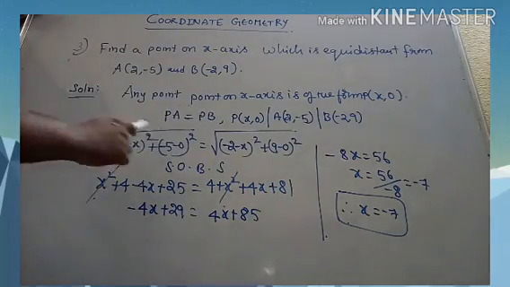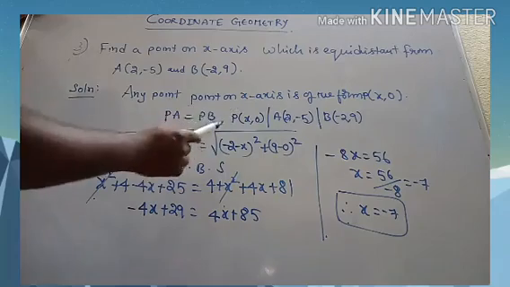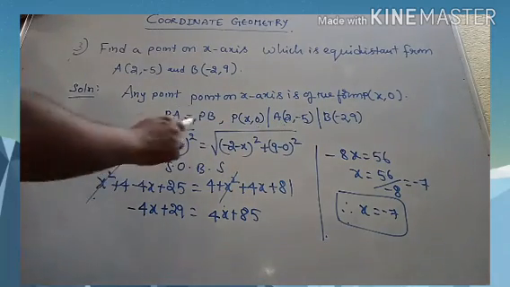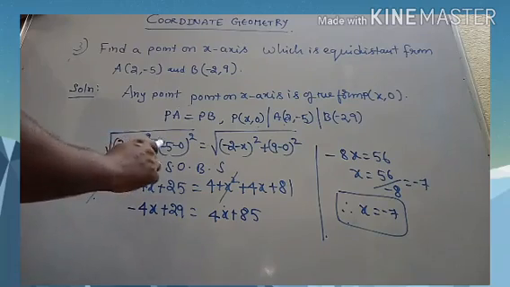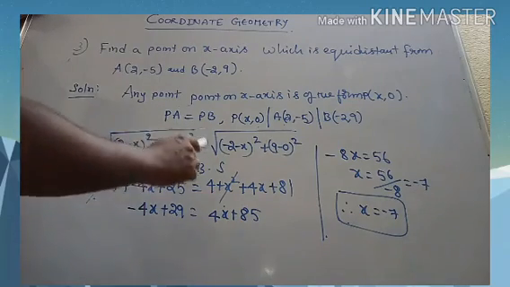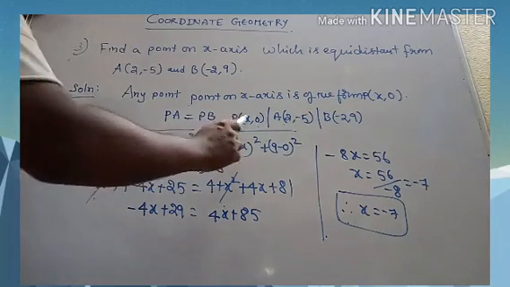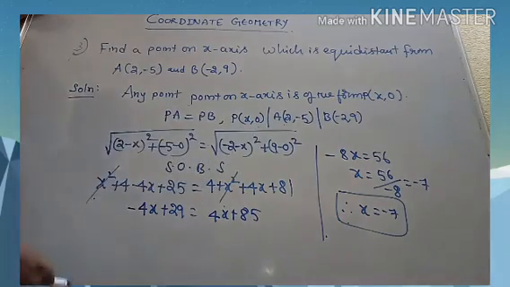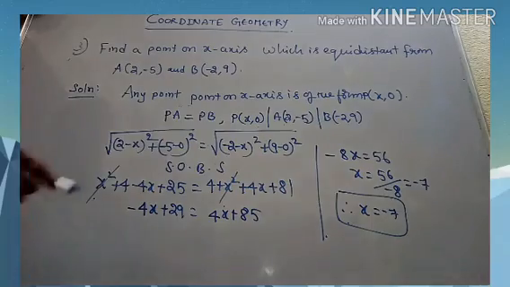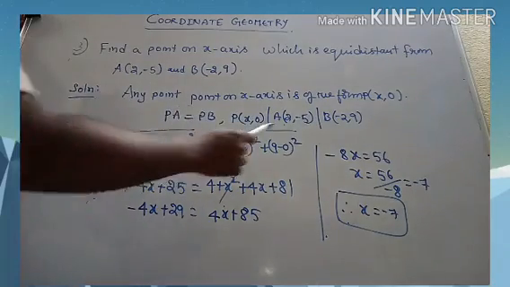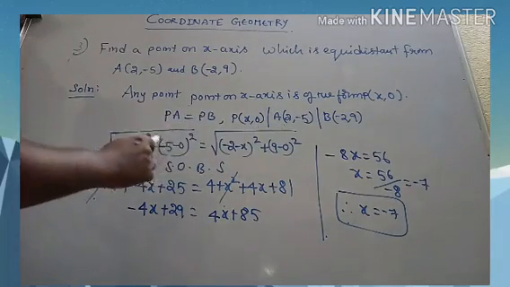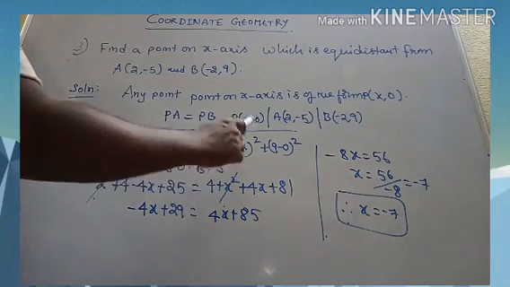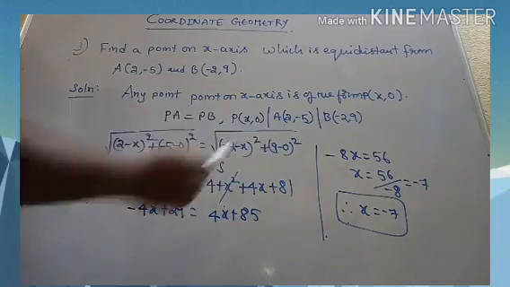Now PA means the distance between P and A. Let us take this as x1, y1 and this as x2, y2. That is square root of (x2 minus x1) whole square plus (y2 minus y1) whole square. And the same way for PB, P and B. You apply this: here it is square root of (2 minus x) whole square plus (minus 5 minus 0) whole square, that is (y2 minus y1) whole square. And PB also: square root of (minus 2 minus x) whole square plus (9 minus 0) whole square.